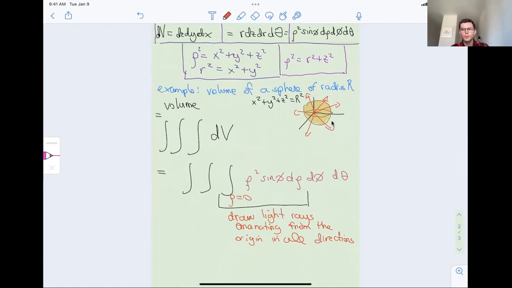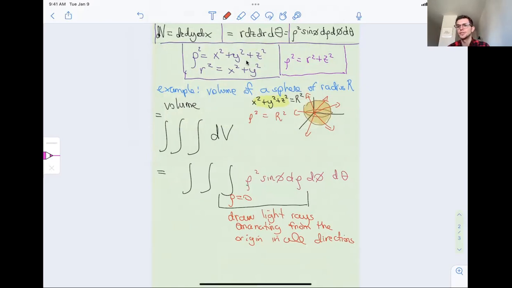And then where do the light rays exit this region? They exit through the equation of the sphere, right? But what's the equation of a sphere in spherical coordinates? What does x squared plus y squared plus z squared become in spherical coordinates? Rho squared, good, because that's exactly what the table sheets gave you upstairs. So you get rho squared equals R squared, so rho equals R.